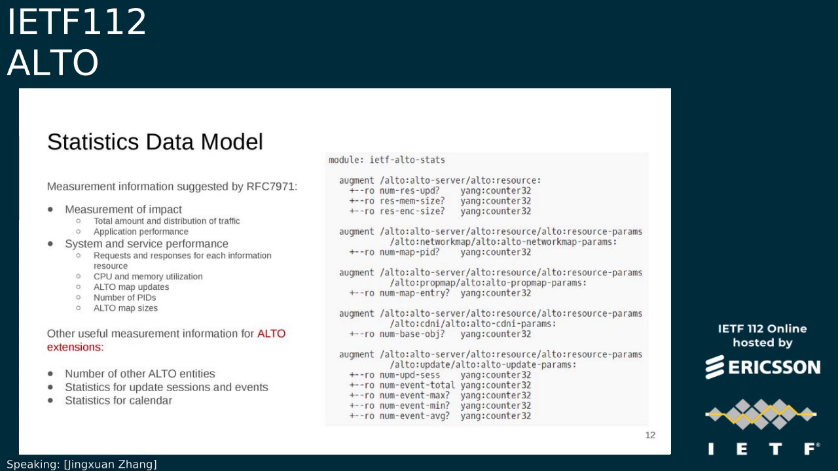And for the statistic information, the deployment considerations RFC already suggests some metric information that should be supported by the auto server, like application performance information and system and service performance, such as the request-response for each information resource, CPU and memory utilization, the auto map update, the number of PIDs, and the auto map path sizes. But we also have some auto extensions, like the cost calendar, the SSE, and the unified properties. They all have different metric information that would also be useful to be collected by the auto server. So this data model will cover all of this information.